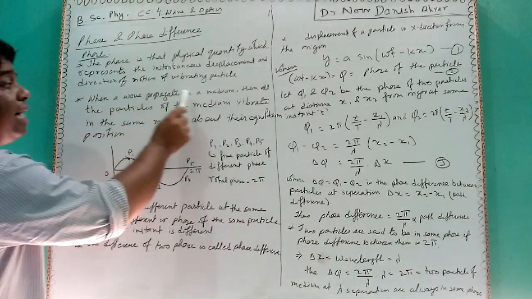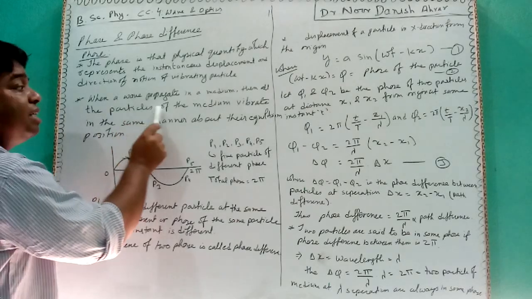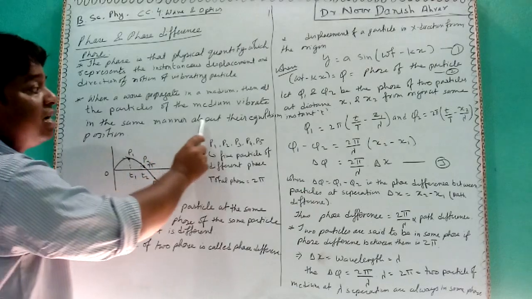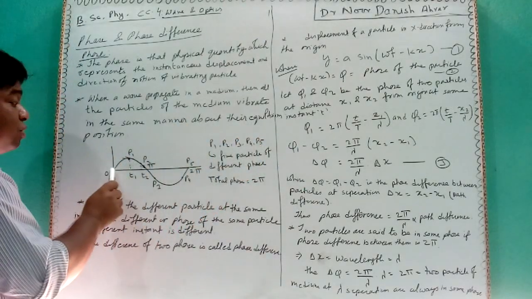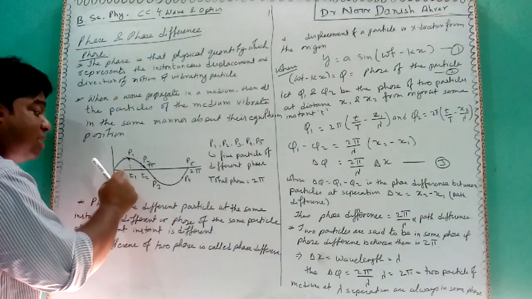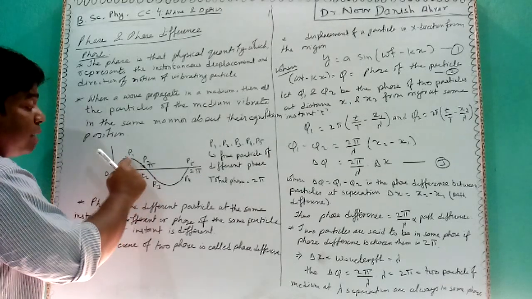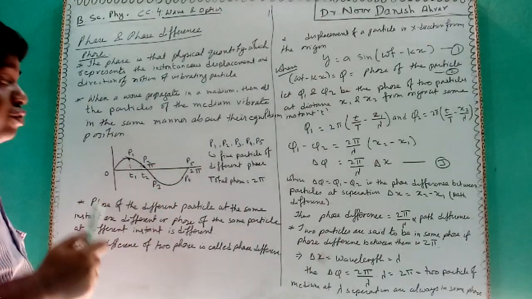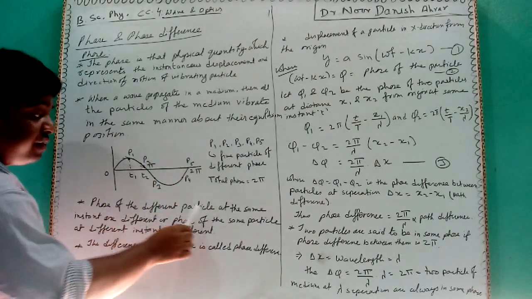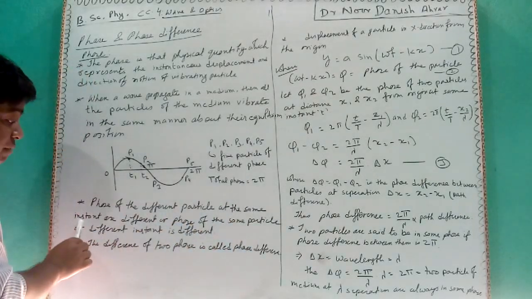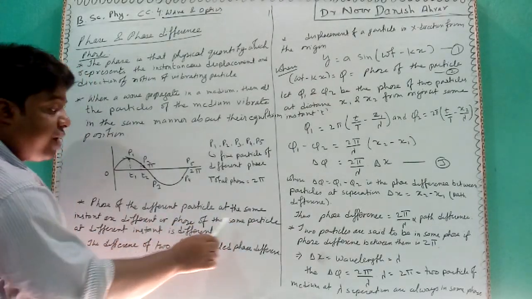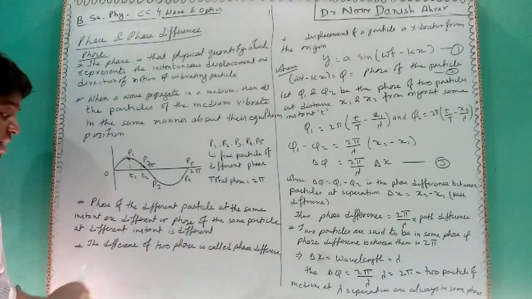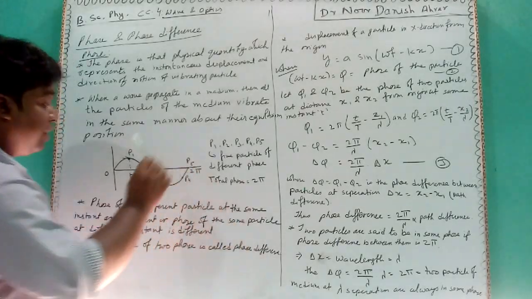When a wave propagates in a medium, all the particles of the medium vibrate in the same manner about their equilibrium position. So see, the particle here has a tendency to come toward this line, and the particle here has a tendency to come toward this line, and this motion continues. Phase of different particles at the same instant are different, or phase of the same particle at different instants are different. The difference of the two phases is called phase difference.